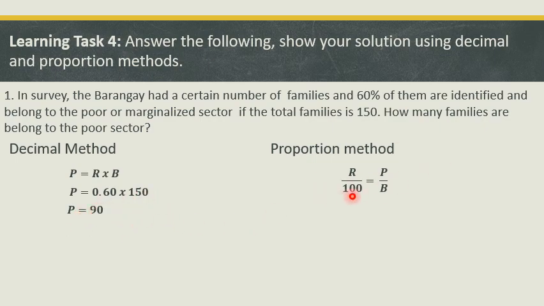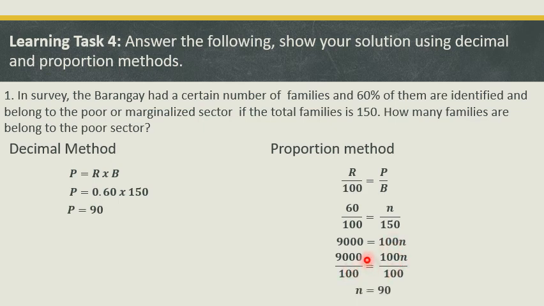So, try natin sa proportion method kung 90 nga talaga siya, 90 families ang sagot. So, dito ang R natin is 60, ang base natin is 150. Ang nawawala is our percentage. So, cross multiply. So, magiging 60 times 150 is 9,000. 100 times n is 100n. Then, divide both sides by 100 kasi yun yung katabi ng n. So, the answer is still 90. So, 90 families po talaga siya.